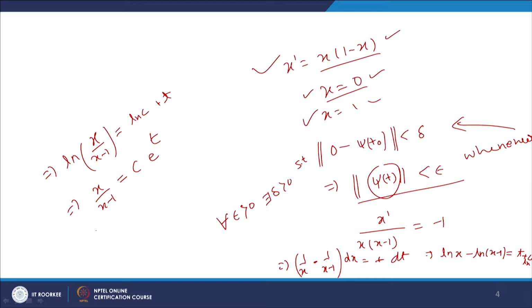So, this is c e to the power minus t. So it is 1 upon c e to the power minus t equal to x minus 1 upon x, that is 1 minus 1 upon x equal to 1 upon c e to the power minus t. Let us simplify 1 upon c as c1. So I can write 1 minus 1 upon x equal to some c1 e to the power minus t, where c1 we are writing as 1 upon c.